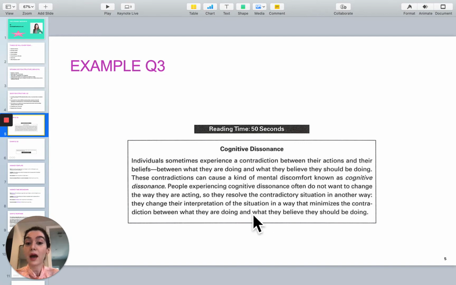Now, if you have time left in 50 seconds, you can write words, something in your notes that will help you recollect. So I wrote change interpretation, decrease contradiction. So they change their interpretation of the situation and decrease their contradiction. That's all. And then your 50 seconds will be up.